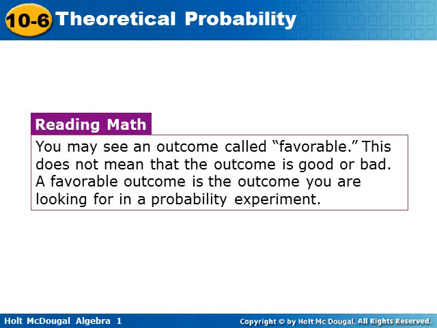You may see an outcome called favorable. This does not mean the outcome is good or bad. A favorable outcome is the outcome you are looking for in the probability experiment.